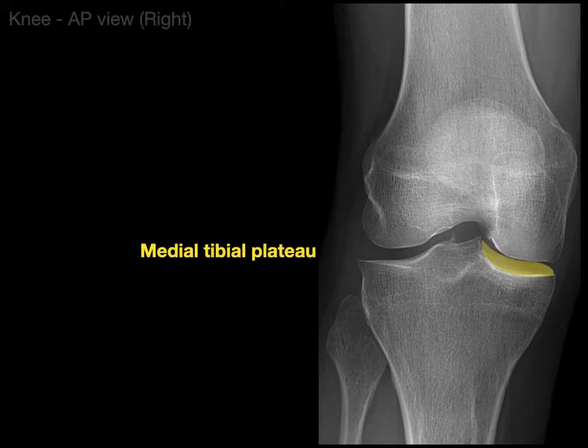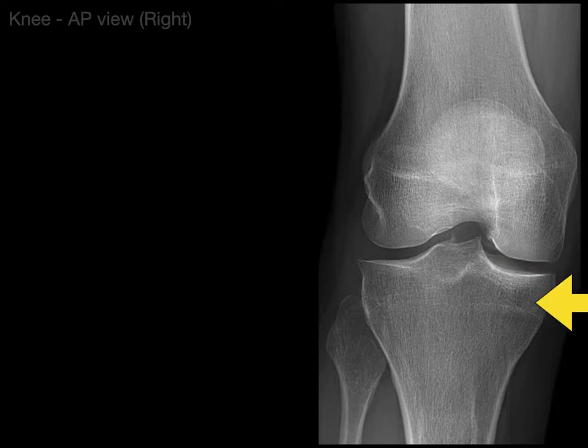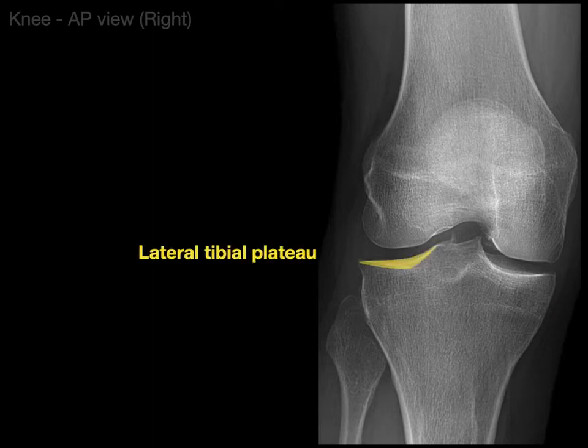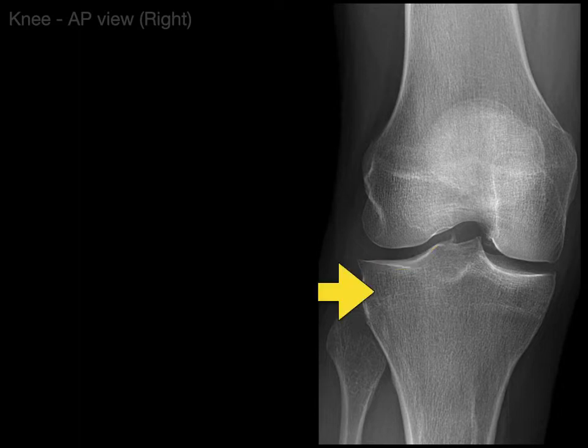Next we have what is called the medial tibial plateau, which articulates directly with the medial condyle of the femur. And the medial tibial plateau is basically the roof of our medial tibial condyle. And then there we have the lateral tibial plateau, which articulates directly with the lateral condyle of the femur, and it forms the roof of our lateral tibial condyle, or lateral condyle of the tibia.